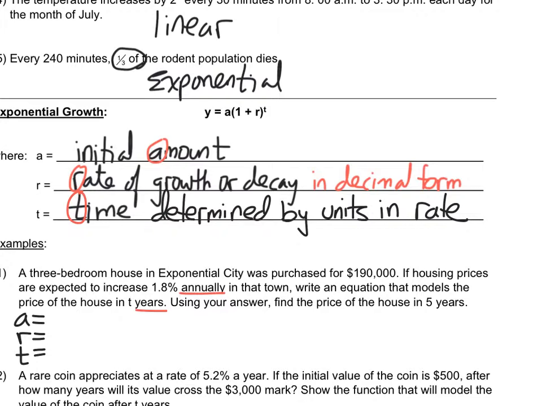All right, the A value is the initial amount. Well, they really only gave us one amount in this problem, right?